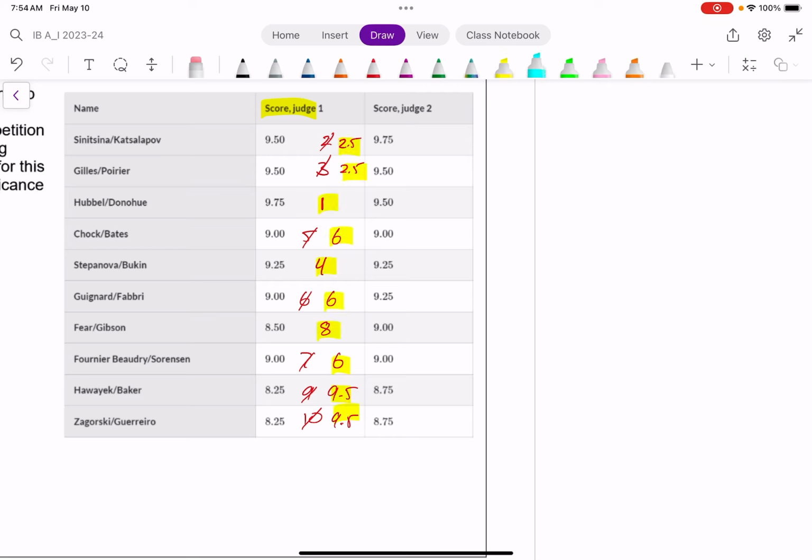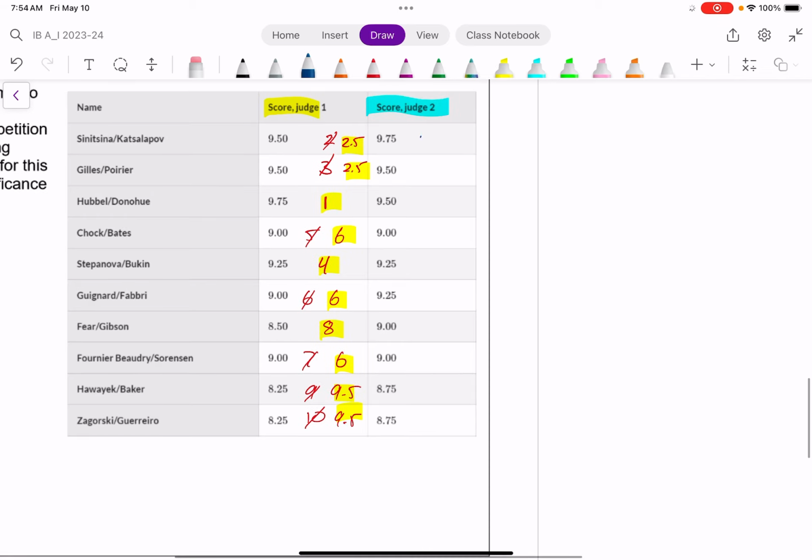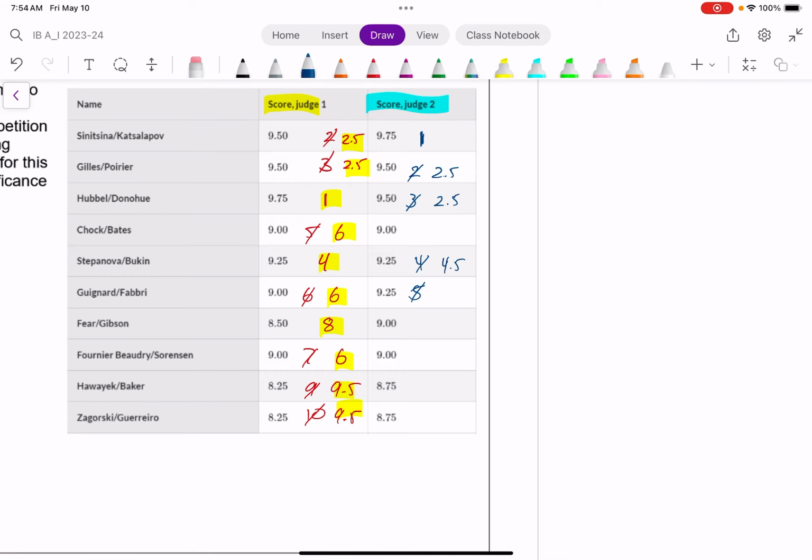All right, just do the exact same thing for Judge 2. In this case, there's only one person who's in first. There's no ties for that. There's a two-way tie for these two. So instead of 2 and 3, add them up, divide by 2. They're both 2.5. There's a tie for 4th and 5th down here. Add them up, divide by 2. I get 4.5.